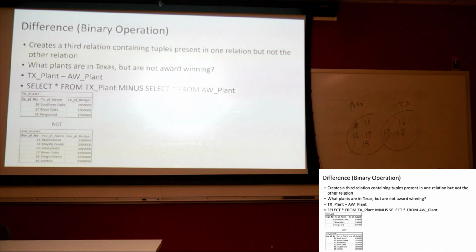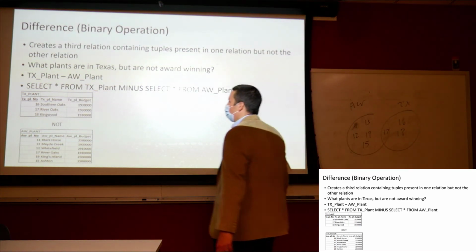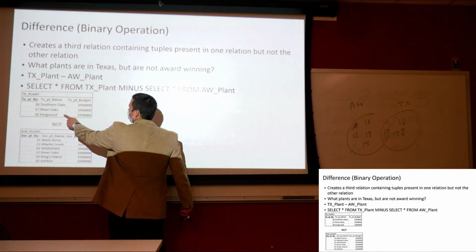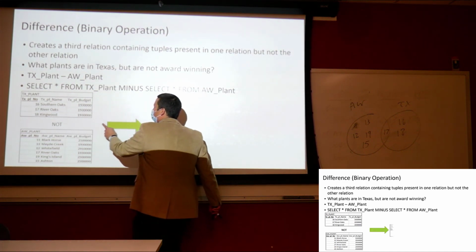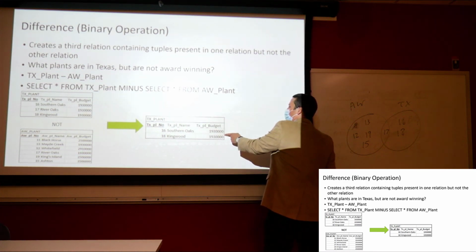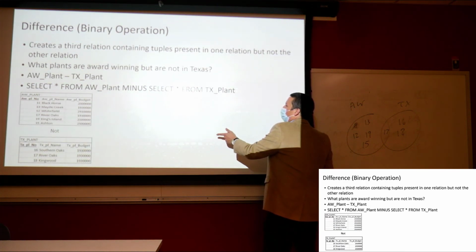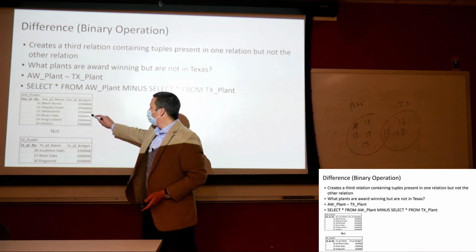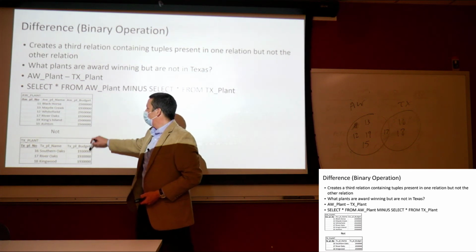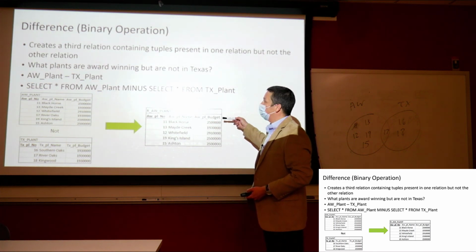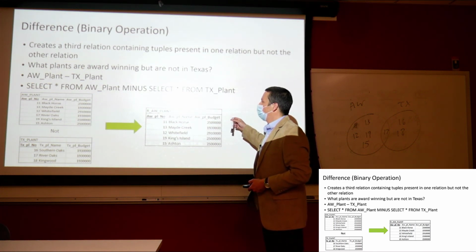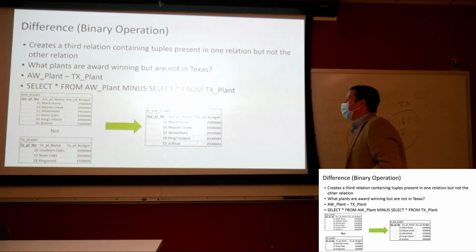And we can do this in either direction. Which plants are in Texas but are not award-winning? Well, that's Texas plants minus award-winning plants. So Southern Oaks, River Oaks, and Kingwood, so those are our Texas plants, minus what's in award-winning plants. Well, that's going to take out River Oaks, and we're going to wind up with just Southern Oaks and Kingwood. Or in the other direction, what plants are award-winning, but not in Texas? And so that's going to get rid of this River Oaks plant, which is the only award-winning plant that is in Texas, right? So we're taking out Texas plants from award-winning. So that's the basic idea of our set operators.